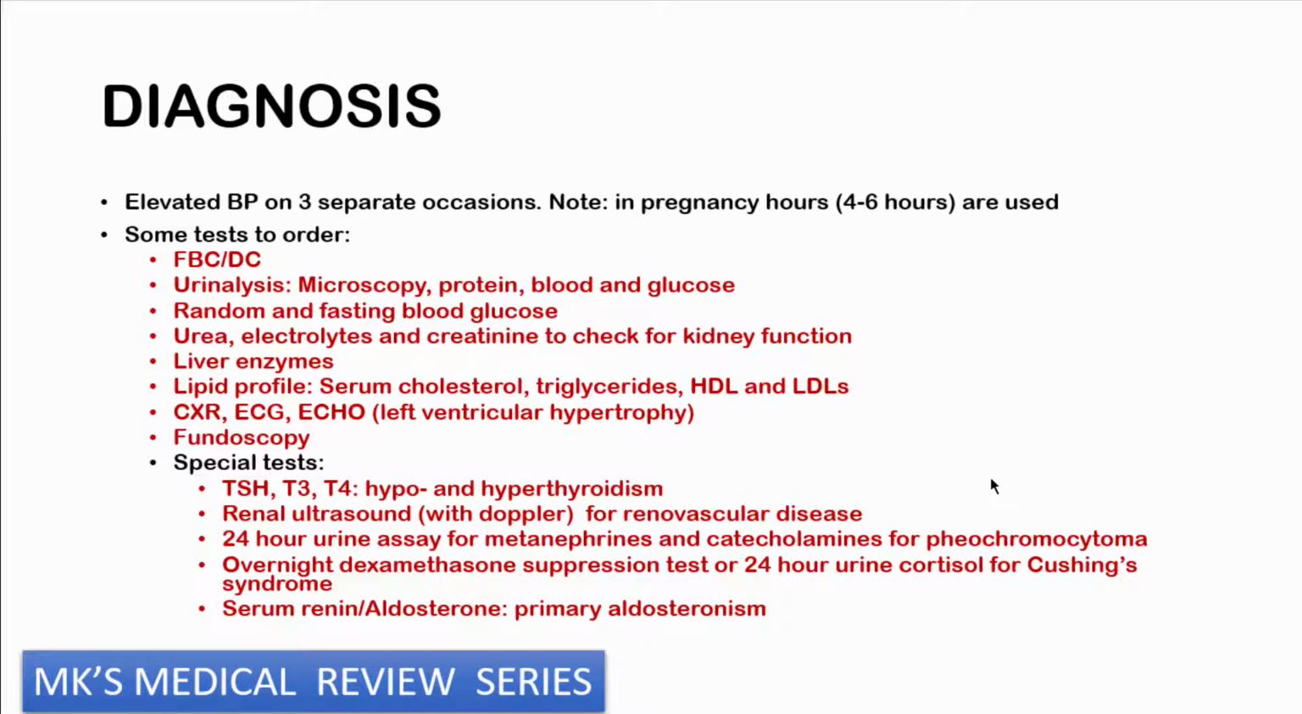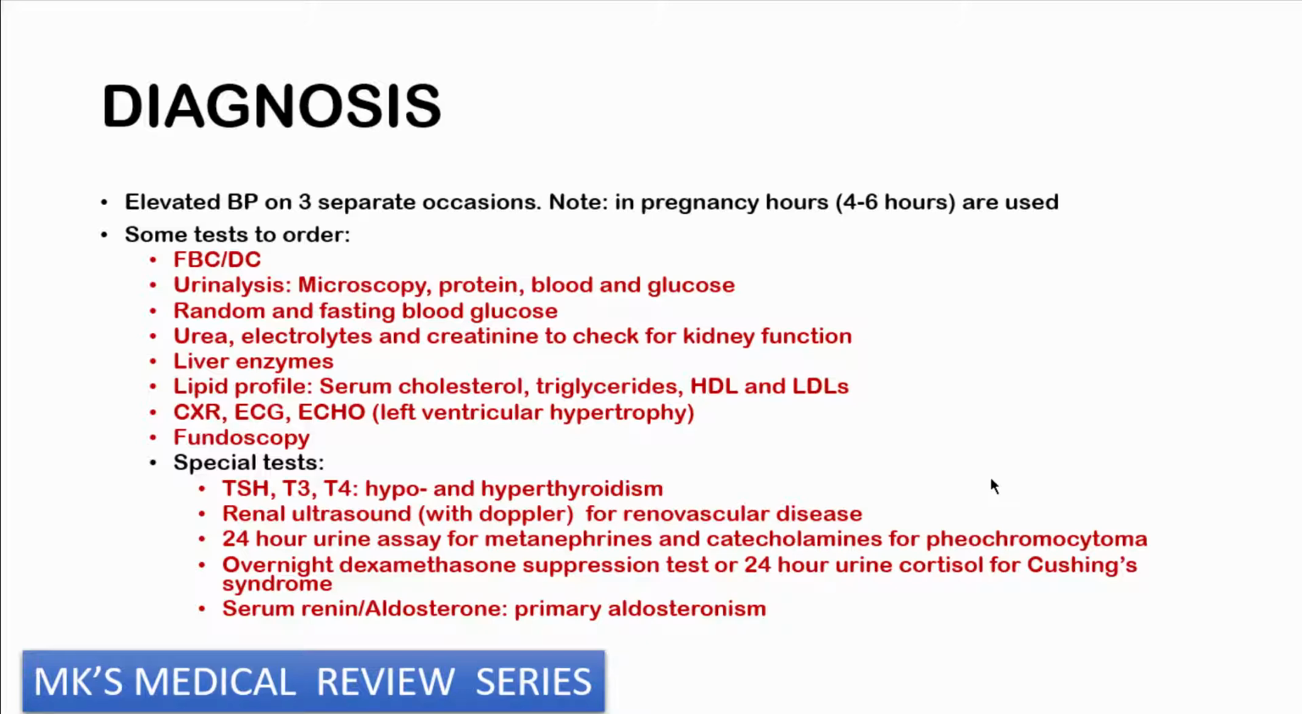Some special tests that you may order include thyroid function tests. So you may order your T3, T4, and TSH to rule out hypo and hyperthyroidism. You want to do a renal ultrasound with Doppler to rule out any renal vascular disease. And if you're suspecting that this individual has a pheochromocytoma, of course, you may do a 24-hour urine assay for metanephrines as well as catecholamines.